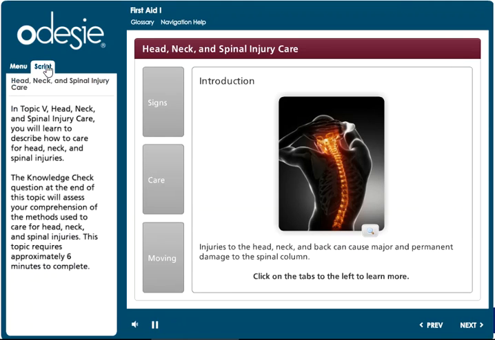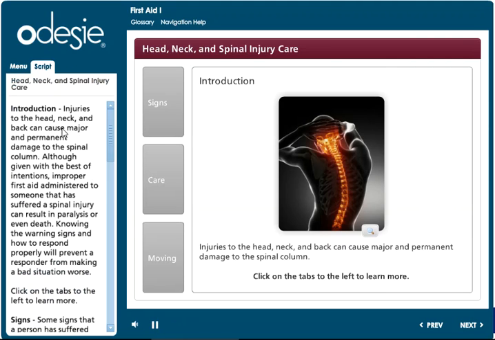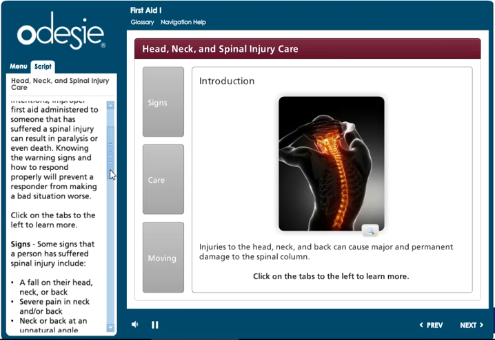Injuries to the head, neck, and back can cause major and permanent damage to the spinal column. Although given with the best of intentions, improper first aid administered to someone that has suffered a spinal injury can result in paralysis or even death. Knowing the warning signs and how to respond properly will prevent a responder from making a bad situation worse. Click on the tabs to the left to learn more.